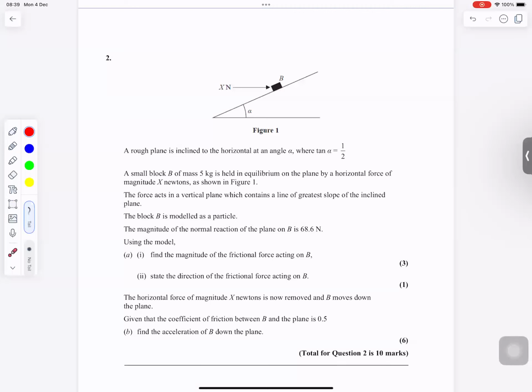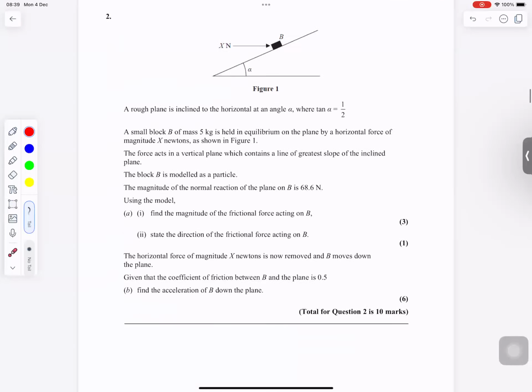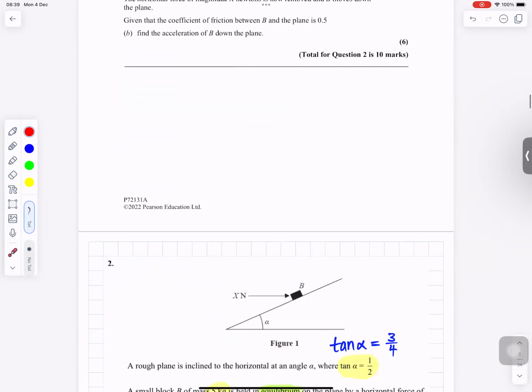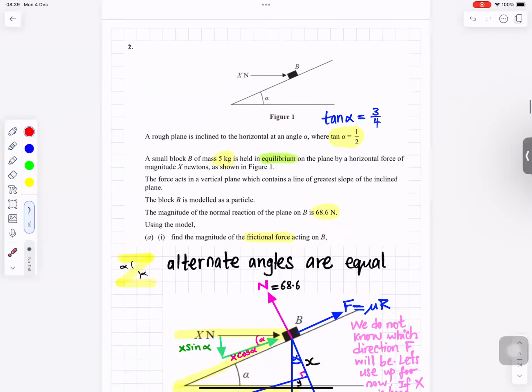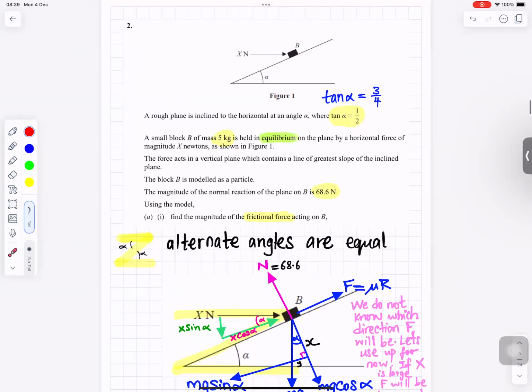Question number 2. A rough plane is inclined to the horizontal at an angle alpha, where tan alpha is 1/2. So sometimes tan alpha may be 3/4. So we'll do it when tan alpha is 3/4, and then also look at it when tan alpha is 1/2.